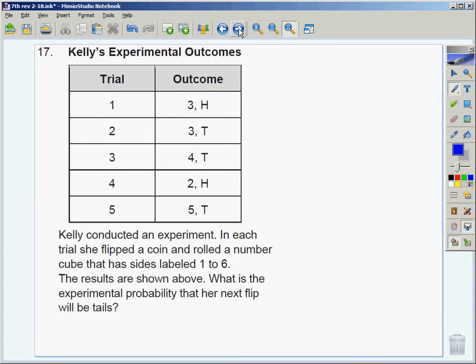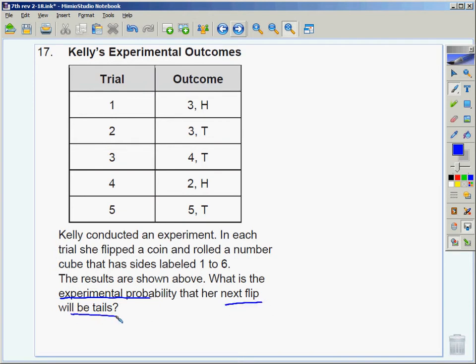Number 17, I can see, was experimental again, and they're talking about experimental probability down here. I know it's experimental because I see the data. Kelly conducted an experiment. In each trial, she flipped a coin and rolled a number cube. The results are shown. What is the experimental probability her next flip will be tails?